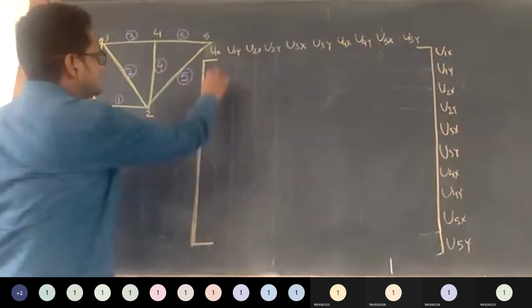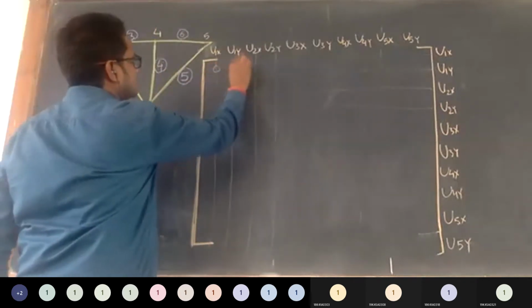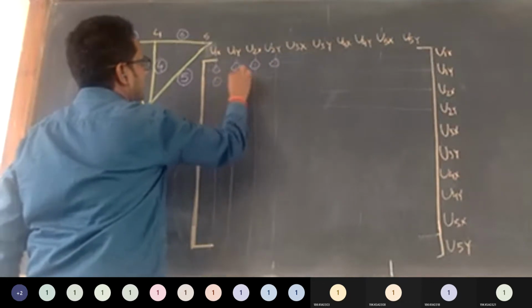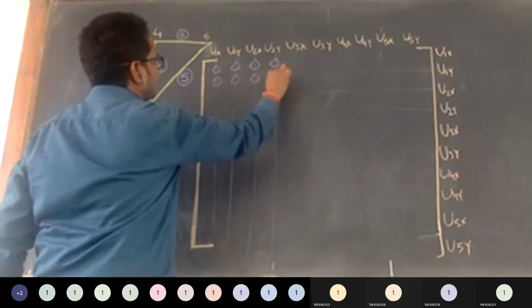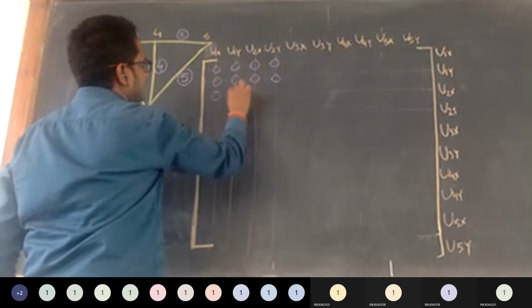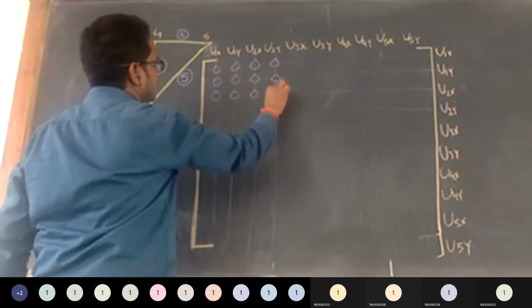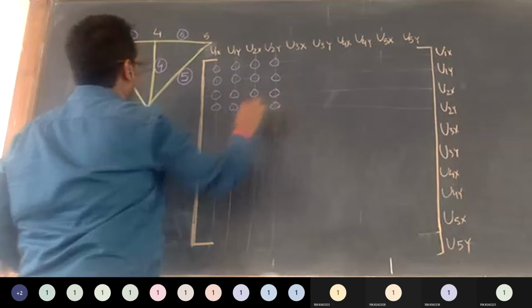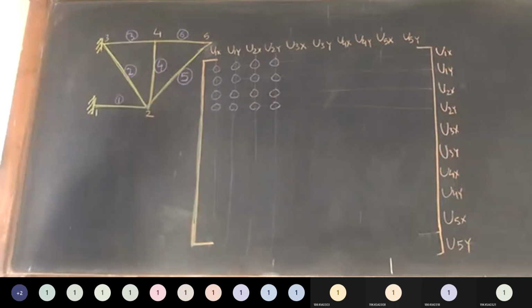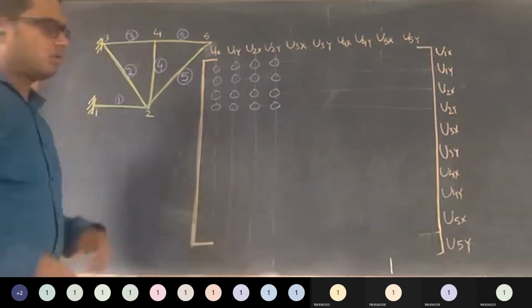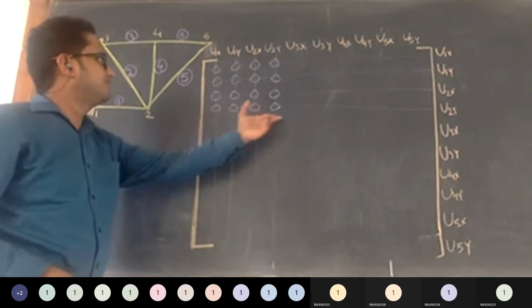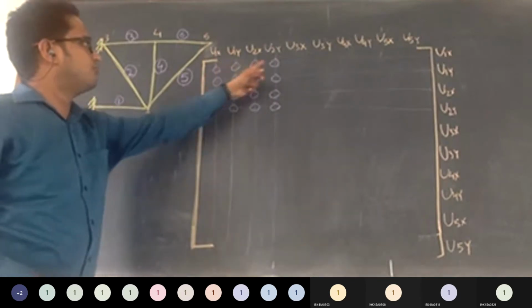So what? This is your location for writing your stiffness value for your element number 1. For element number 1, we have just now calculated your element stiffness matrix that was of the order of 4 cross 4.